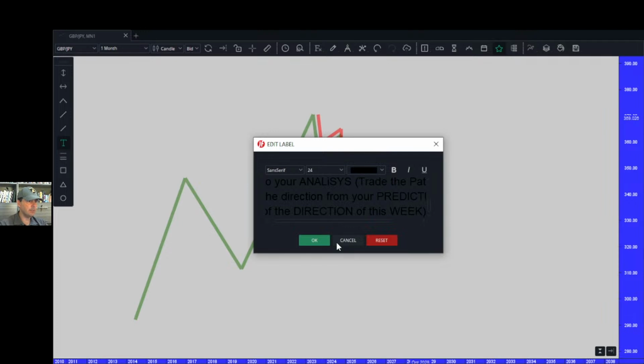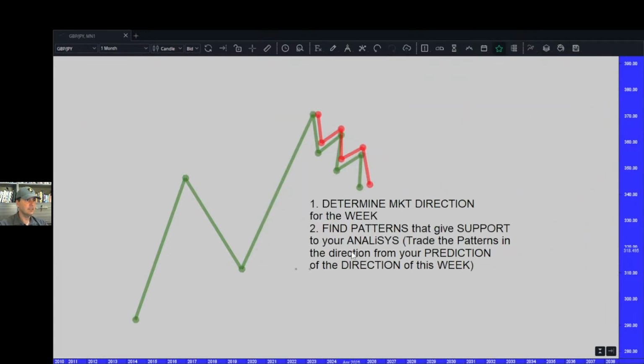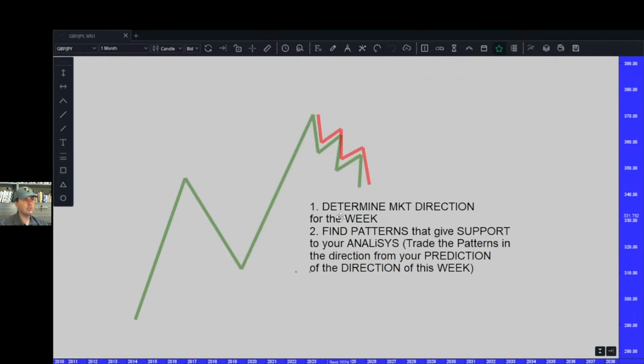Let's check, everybody. Determine market direction for the week. Find patterns that give support to your analysis. Trade the patterns in the direction from your prediction of the direction of this week. Take a screenshot, everybody, photo, whatever, with a cell phone, and type in the chat done.